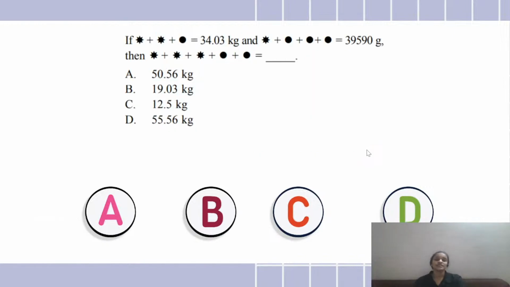Okay, let's move on to the third question. So it says if star plus circle dot is equal to 34.03 kg and star plus circle is equal to 39,590 grams. So then what do you have to find out? Star plus circle equals to how much?